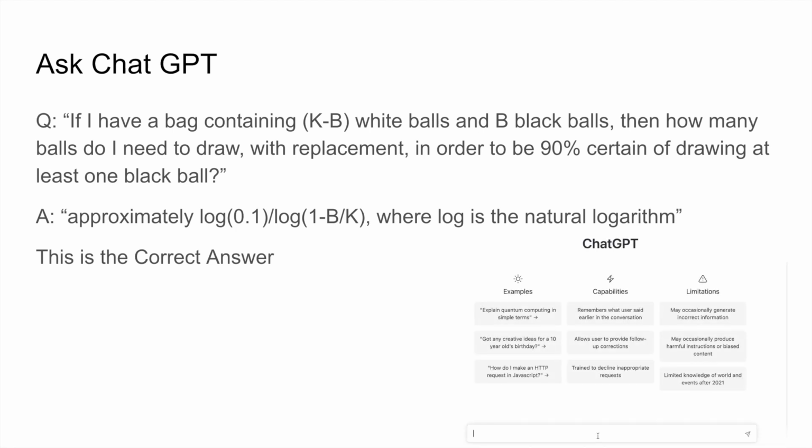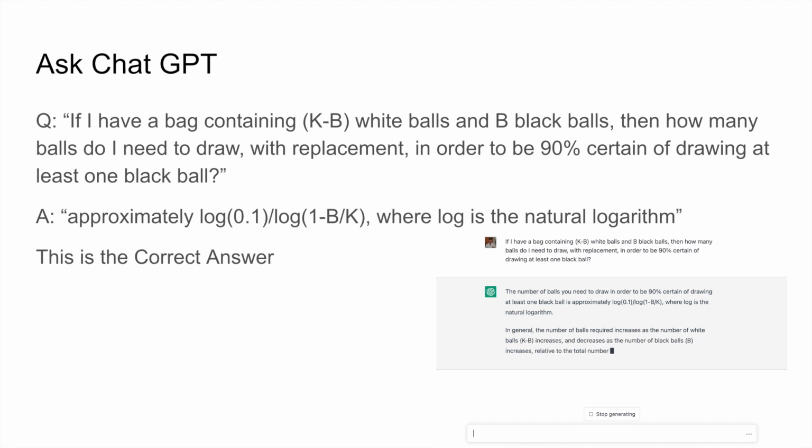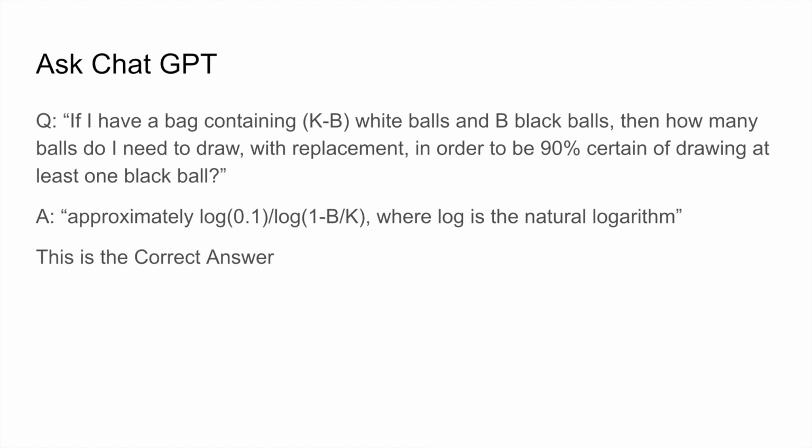So the question is, if I have a bag containing K minus B white balls and B black balls, then how many balls do I need to draw with replacement in order to be 90% certain of drawing at least one black ball? The answer is approximately natural log of 1/10 divided by natural log of 1 minus B divided by K. This is the correct answer. Incidentally, I ran this query several times, and some of the answers were incorrect.